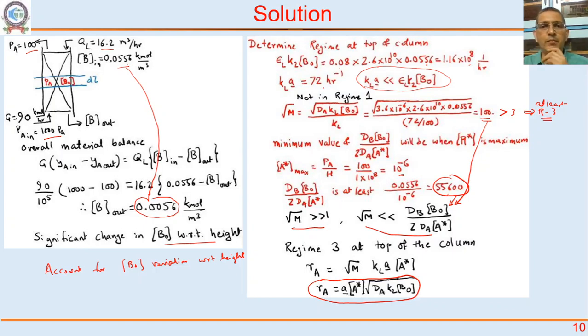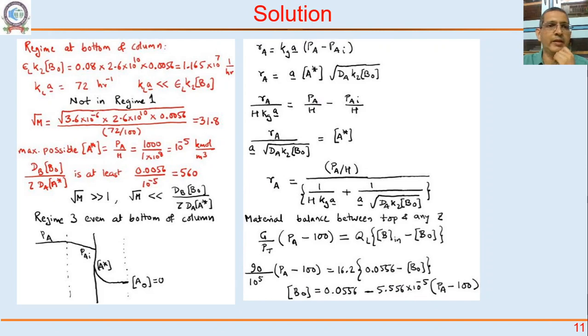Let's see what is at the bottom of the column. Again, epsilon L K2 B naught. Now B naught is different at the bottom of the column. Still, KL is far far less than epsilon L K2 B naught. Now root m has reduced because B naught has reduced. What is the maximum possible value of A star at the bottom of the column? It is PA by H, 10 raised to minus 5 kilomoles per meter cube. dB B naught by Z dA A star is at least 560. So 31.8 is far far less than 560. So regime 3 even at the bottom of the column. That means if the reaction is in regime 3 at the top of the column, it is in regime 3 at the bottom of the column also.